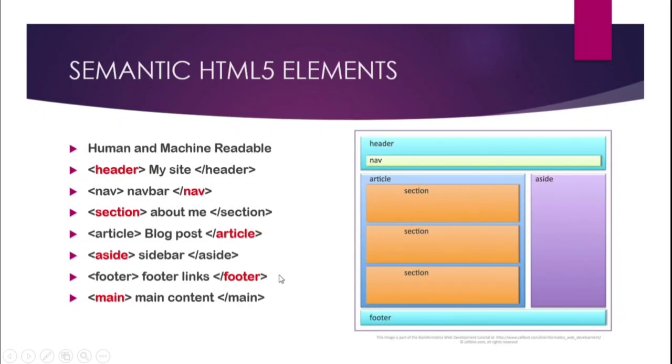And main is the main content, that is, it will consist of the entire article sections. The aside and all this comes under the main section. Okay, the semantic HTML5 elements are human and machine readable tags and elements, called semantic HTML5 elements. Okay, next.